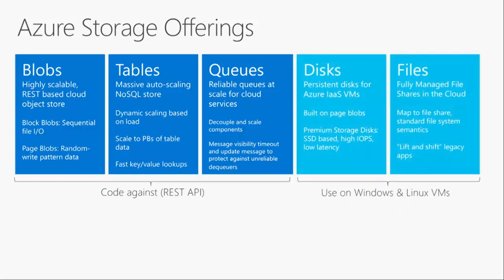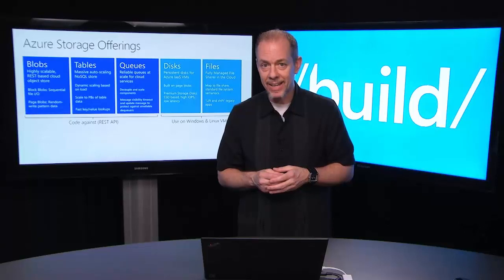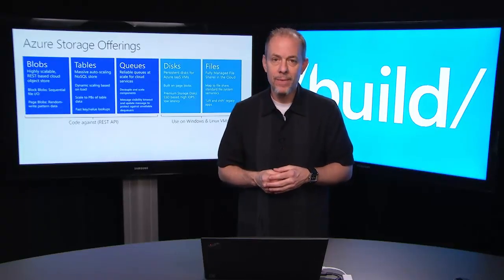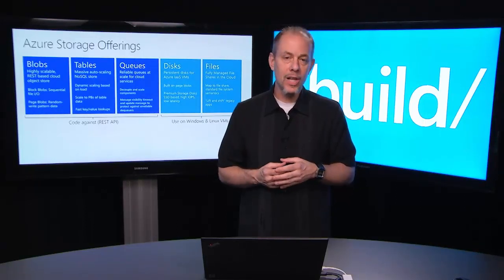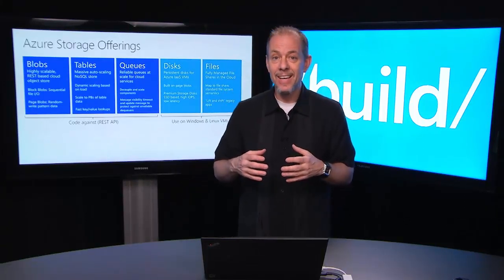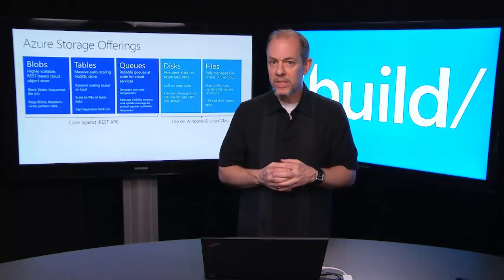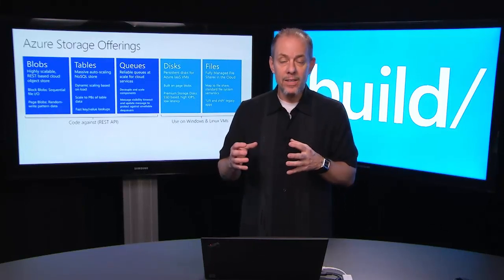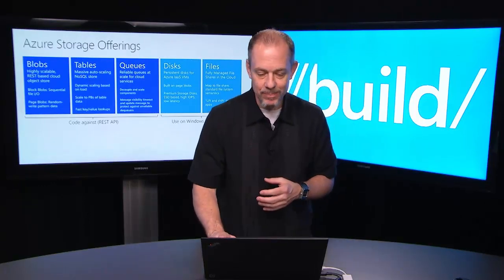For VMs, we have disks and we have files. Disks are what essentially backs your IaaS VMs. We also have a premium offering if your workload demands very low latency, meaning sub 10 millisecond, and predictable high throughput. And then Azure Files are essentially our fully managed public cloud file share system that gives you complete consistency in terms of on-premise versus cloud file share. So great for lift and shift scenarios where if you want to move some of your legacy code applications to the cloud, you can do so seamlessly without any code changes.